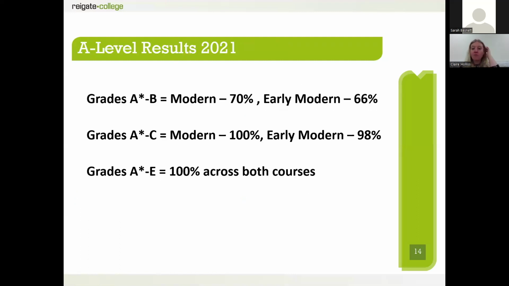And in terms of our results, last year, obviously, we were very pleased with the results we got. So in terms of A star to B, we had sort of 70% at the modern course and 66% at the early modern course. A star to C, 100% at modern and 98% early modern there. And then everyone across the board, everyone passed the A level overall. So again, that's been sustained over the past few years. So we have a nice record of success here, and lots of things put in place by the department to support people to ensure they get those grades they want to go on to the next stage.